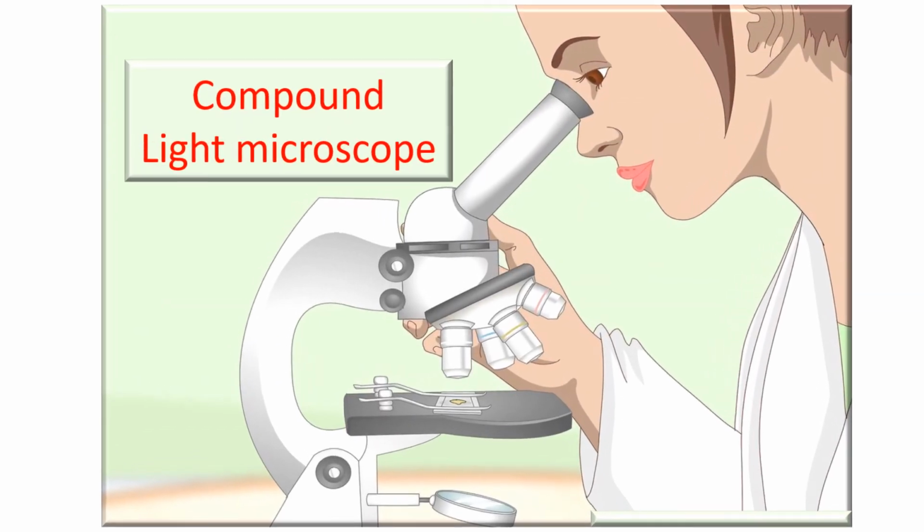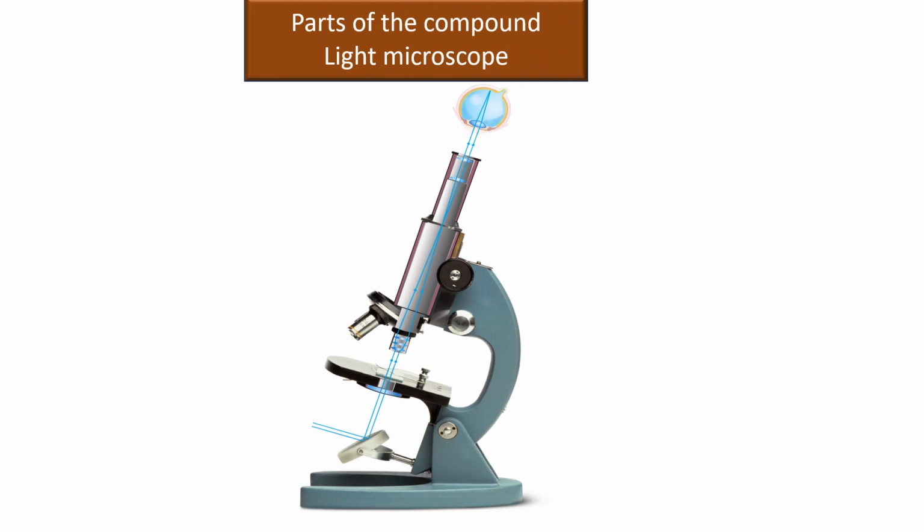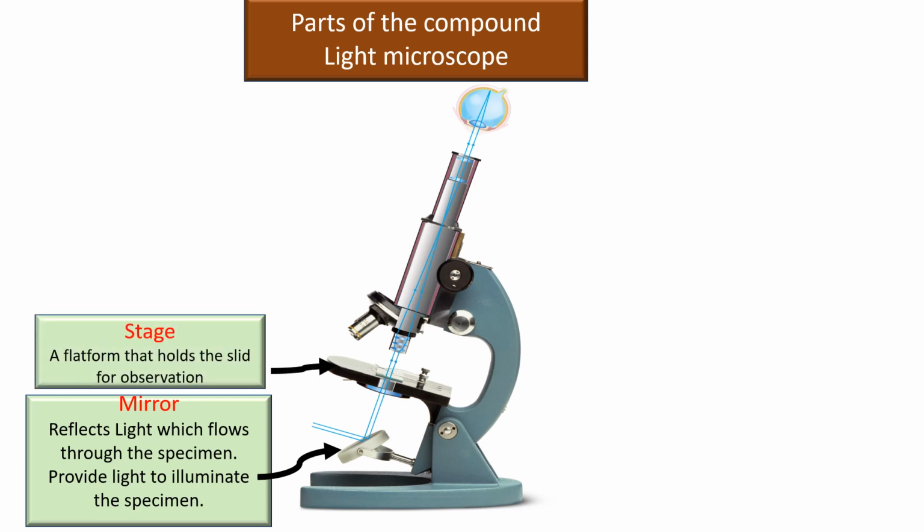Compound light microscope. Parts of the compound light microscope. Mirror: reflects light, which flows through the specimen, and provides light to illuminate the specimen. Stage: a platform that holds the slide for observation.